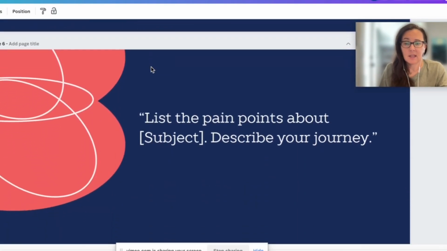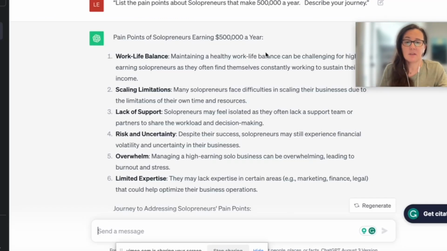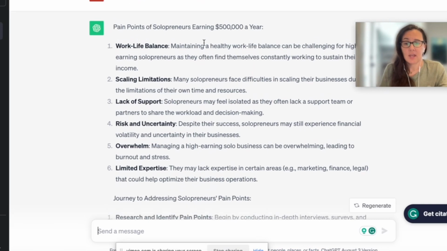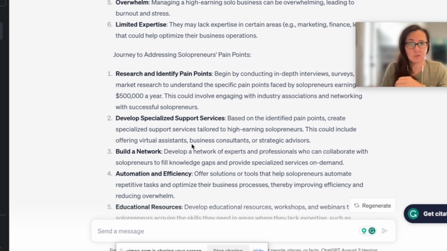Next, taking a look at the pain points. I really like this one. And again, asking it to describe the journey around this. This allows me to take a look at what those are and ways in which I can develop more information around each one of those.